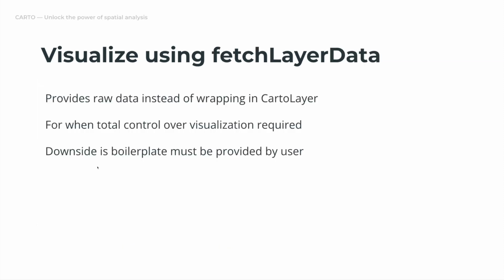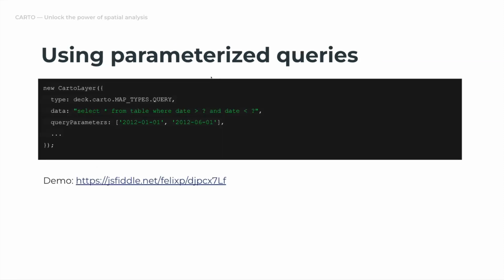And just to mention, this is all powered underneath the hood by a function called fetch layer data, which is like the CARTO layer, but without the layer. I don't have a demo for this because it's not so interesting.